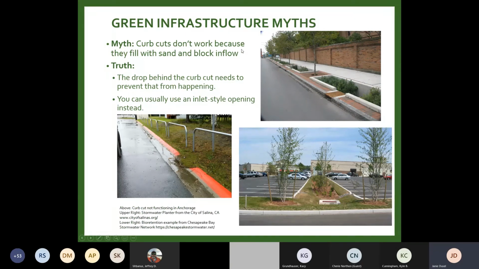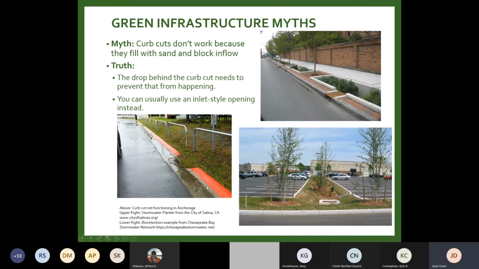So another myth that I hear a lot: curb cuts don't work because they're just going to fill with sand and block inflow. I hear that a lot of times from both designers and from maintenance people. So the truth is this can be true. It can happen. It's happening here in this photo.